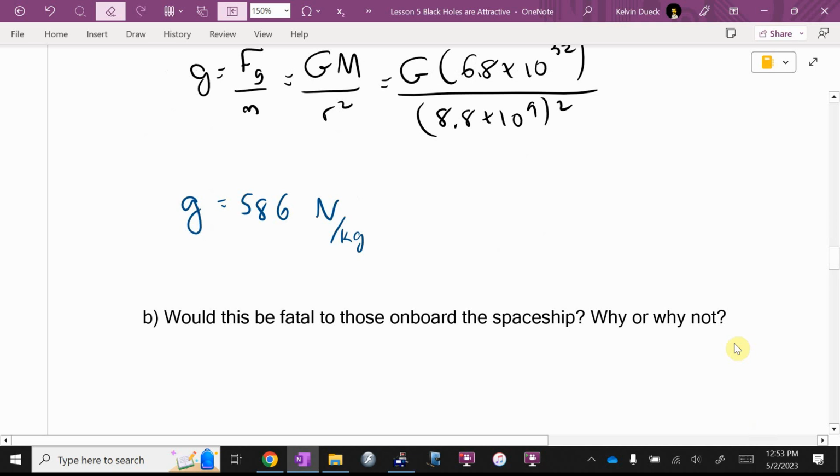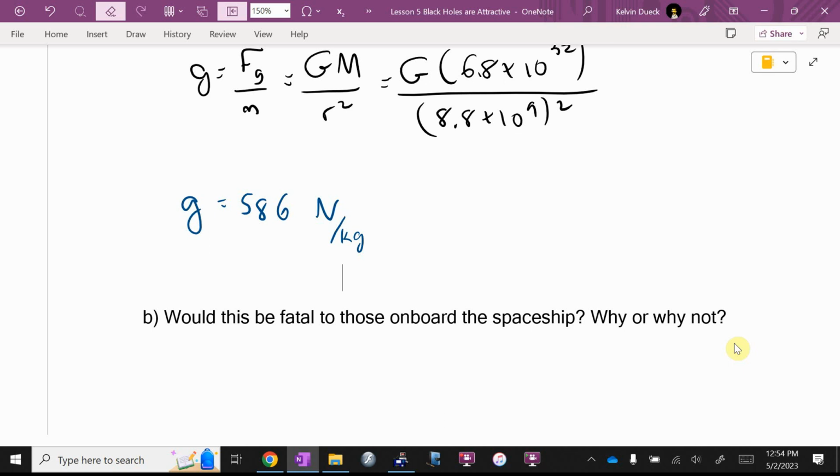Oh, would this be fatal to those on board the spaceship? How many G's is that? How do you change an acceleration into G's? Physics 11. Who remembers? Really, we did a whole lesson. We saw Colonel John Stapp. We saw the rocket sleds. How do you convert an acceleration into G's? You're right, it's divided by 9.8. So answer divided by 9.8. How many G's?